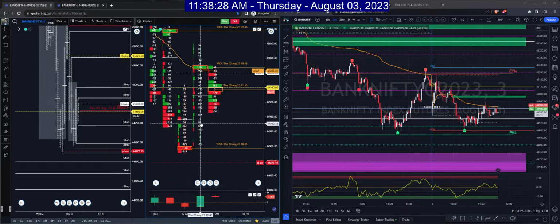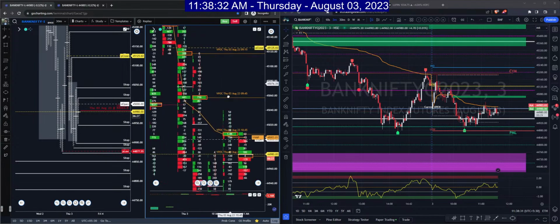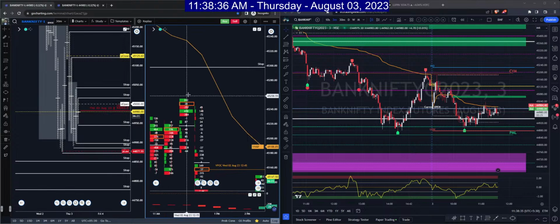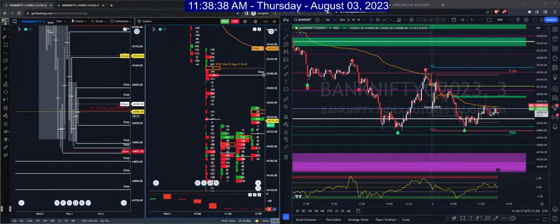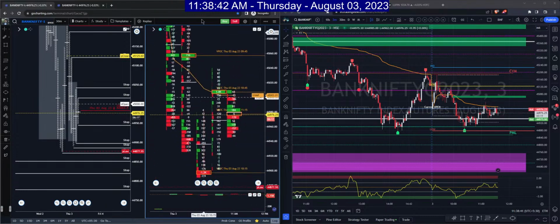But the auction here is pretty thin. The print is also pretty thin here. Trapped buyers here. Nothing much. And this is what I'm looking for. 45,300 is where there is next supply.